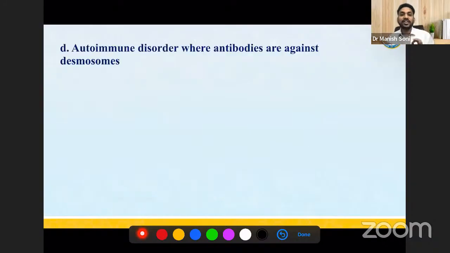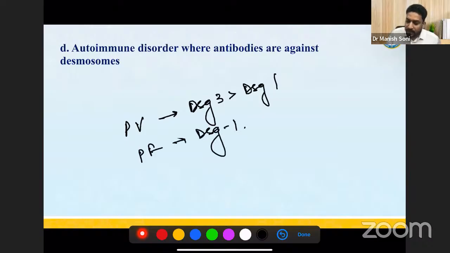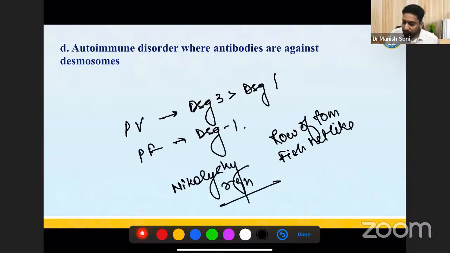So remember, pemphigus vulgaris, very important. Pemphigus vulgaris, desmoglein 3 more than desmoglein 1 involvement. Pemphigus foliaceus, desmoglein 1 involvement. Row of tombstones appearance is seen and fishnet-like pattern is seen. There is one sign which is seen in pemphigus. Which sign? Nikolsky sign. So all these are the important features which you can remember.